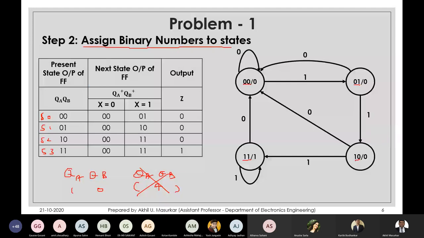So now what you will do is, you will draw this state table with binary assignments. So write step number 2, and the state diagram also, you will change it to all binary assignments. So now you can see that there are no characters in this, there are just binary assignments, nothing else.